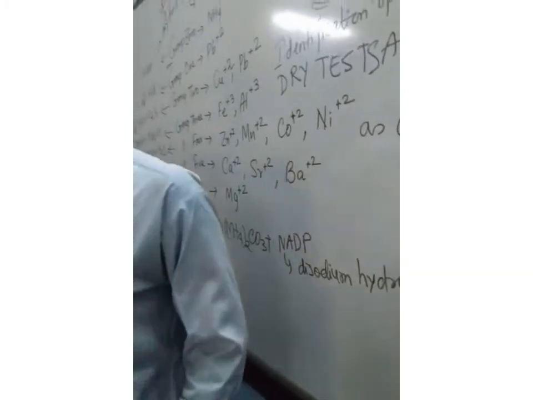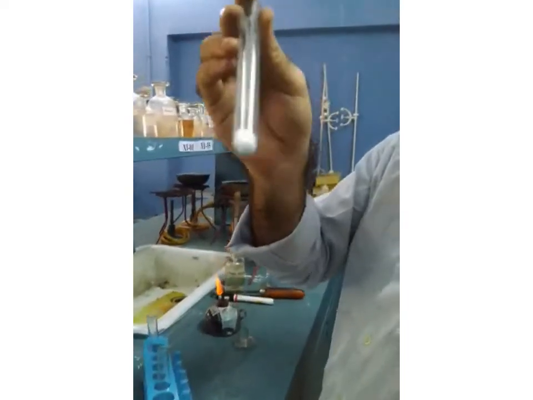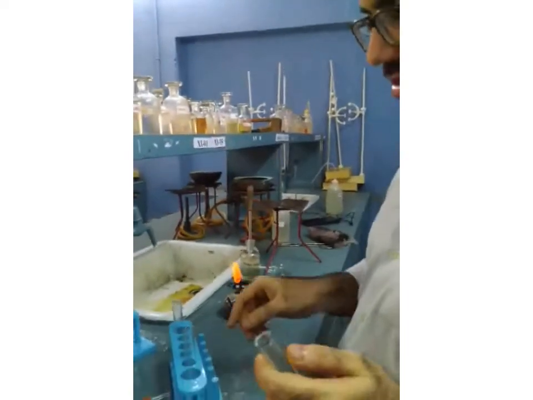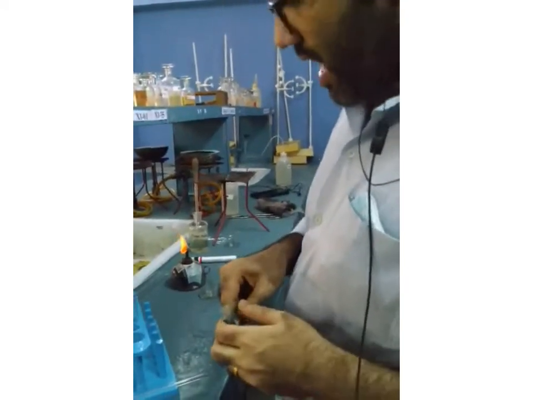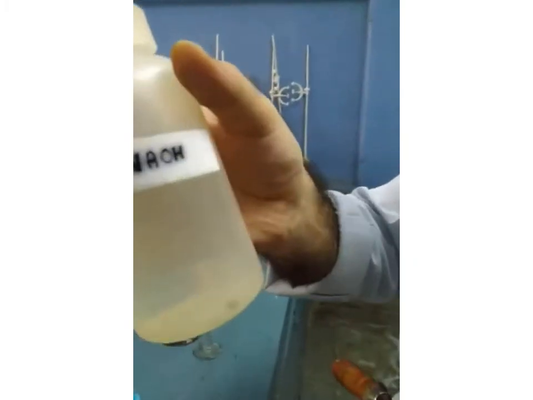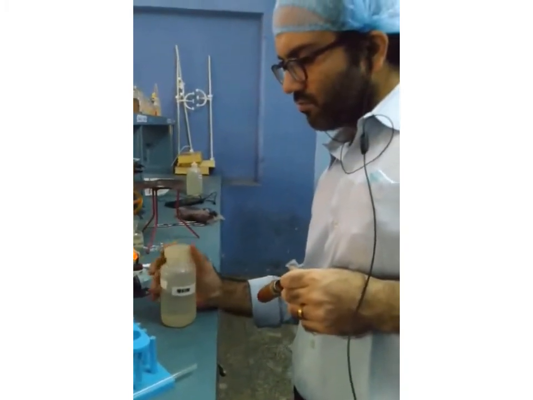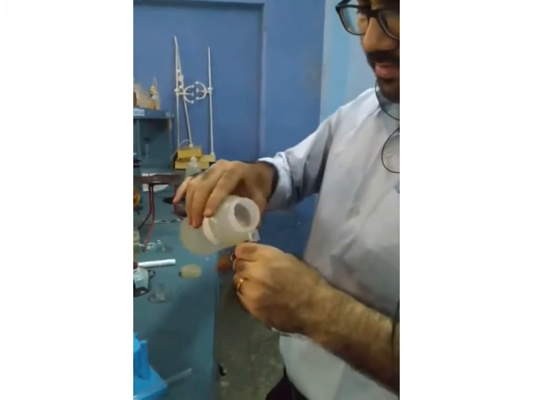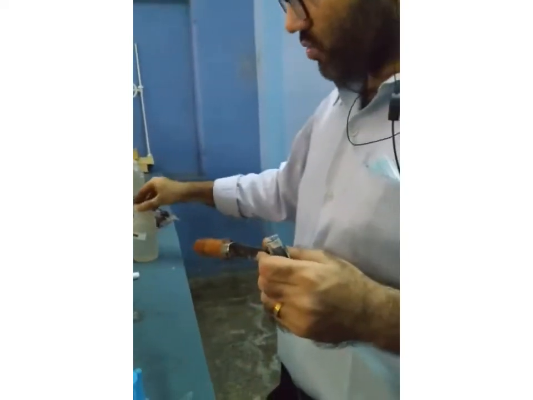So we'll carry out the experiments today. The two experiments will let you know about group identification. I have taken an ammonium salt, as you can see, and I'm going to add NaOH solution to it. I have the NaOH solution with me, as you can see, and I'm going to add it to this.